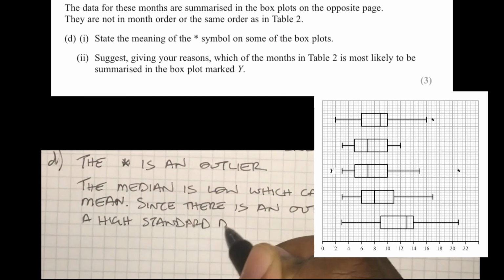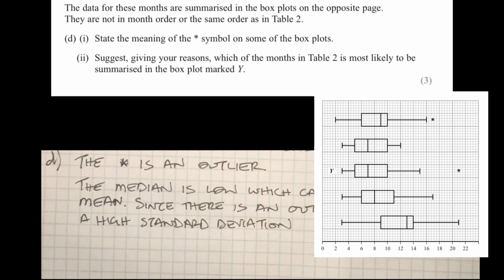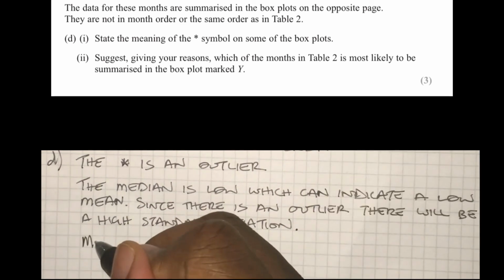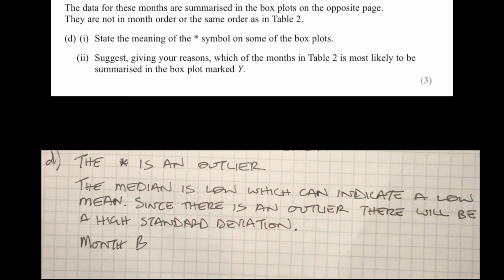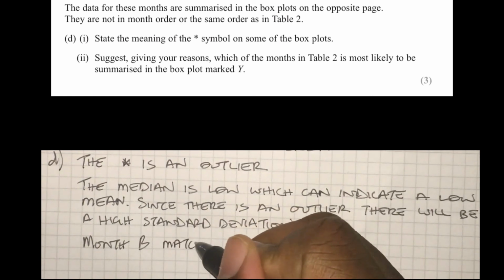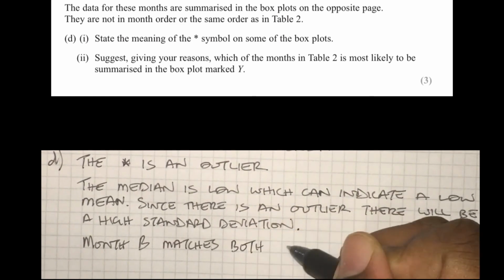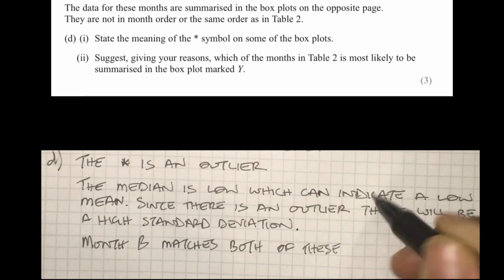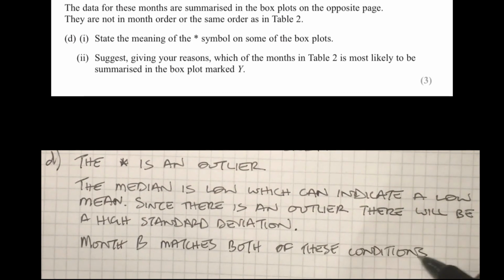So I'm really just going to look back to the original data, and I'm looking for which of them has a low mean but a high standard deviation. And with those conditions, it's month B that seems to fit the bill. So I would say that B matches up with Y.